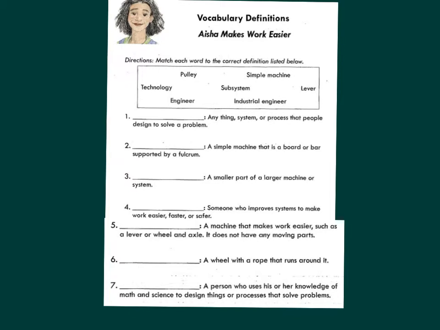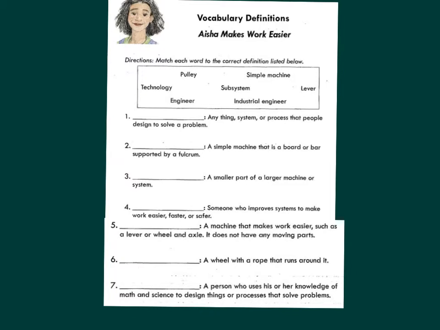4. Someone who improves systems to make work easier, faster, or safer. 5. A machine that makes work easier, such as a lever or wheel and axle. It does not have any moving parts.